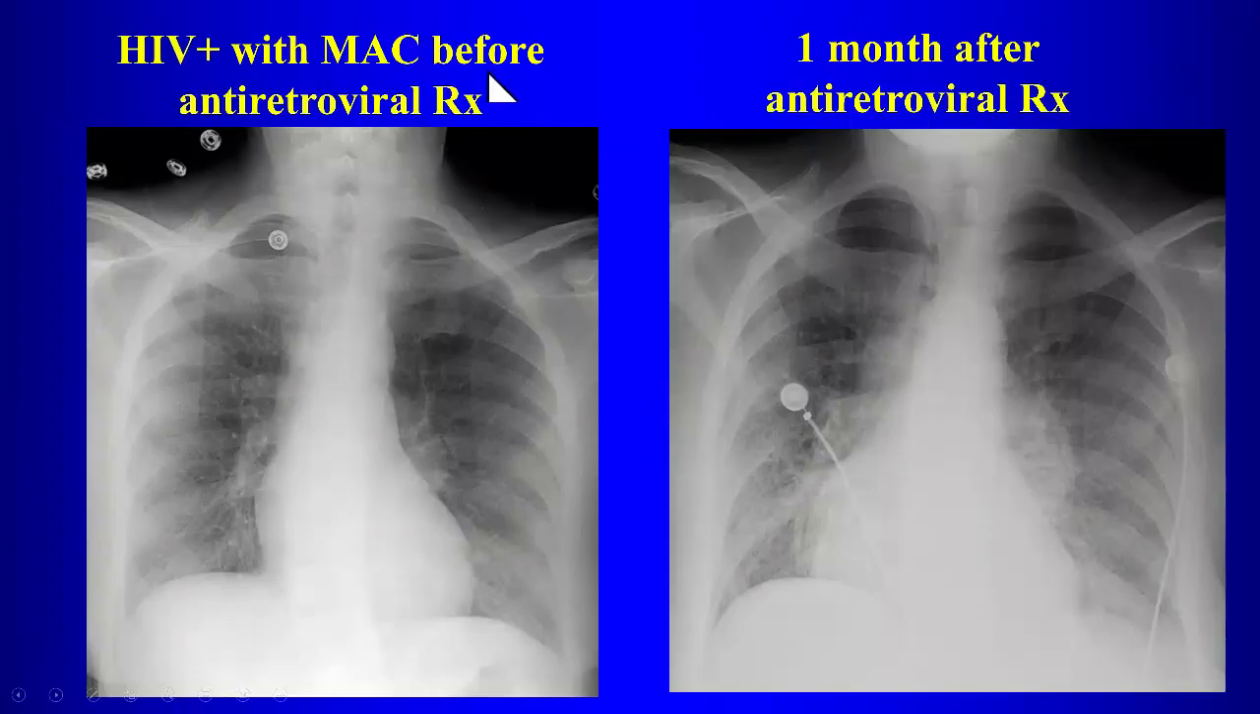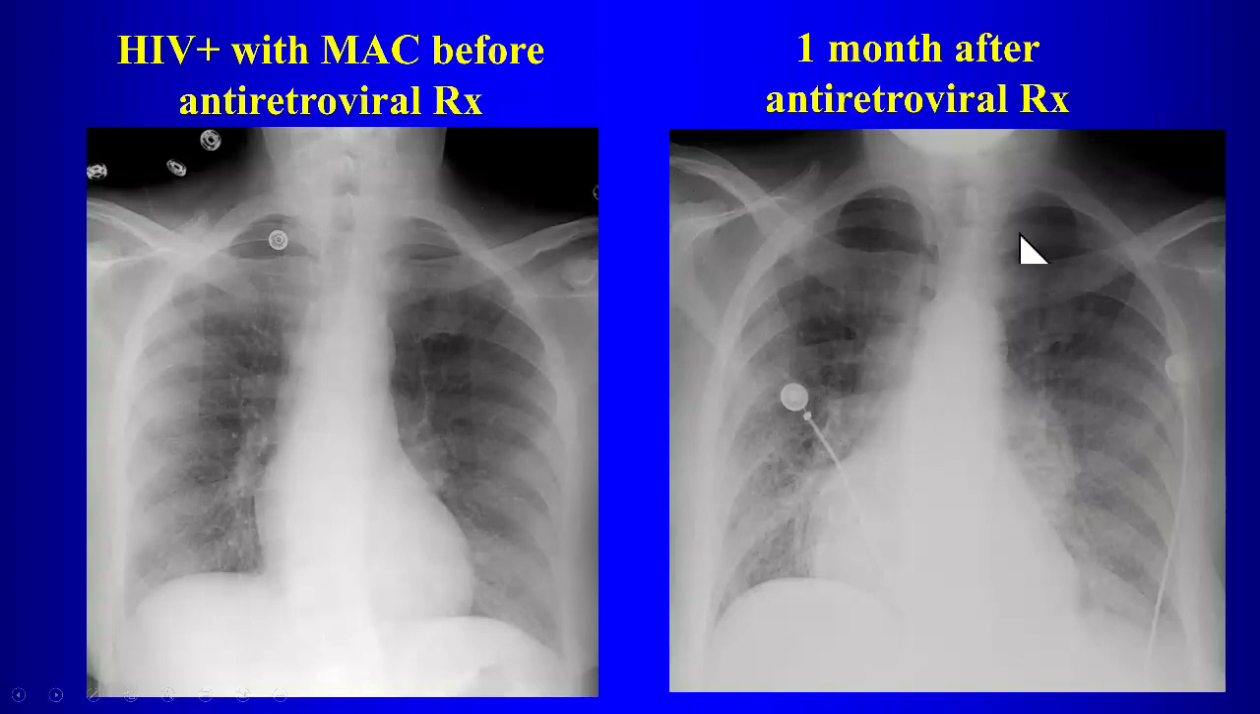So here's a patient with atypical mycobacterial infection before antiretroviral therapy. That's what the mediastinum looked like. And 1 month after antiretroviral therapy, this is what happens to the mediastinum. So why do we have this change? What's going on? The immune reconstitution. Yeah, even if the patient is being properly treated, right?